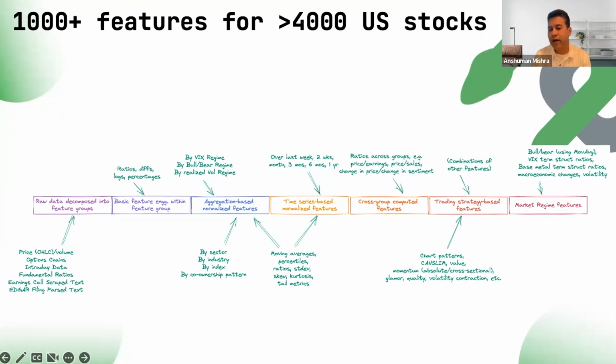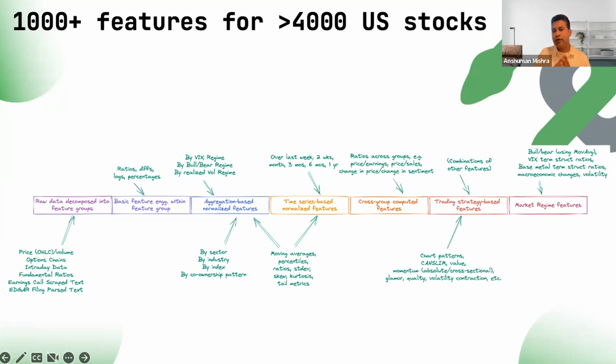I also compute trading strategy-based features. Essentially anything that would be a technical analysis or chart pattern: momentum, trend following, value, earnings quality, low volatility, cross-sectional momentum. So traditional factors, standardized trading strategies, all of these are really features in my model.